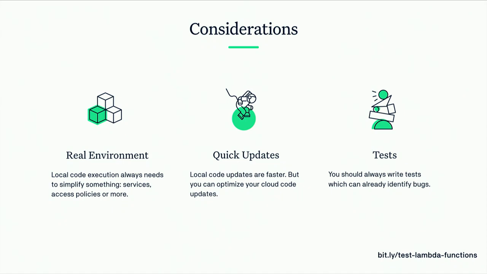Also, the code updates. Local code updates are usually a lot faster because you don't need to upload and update your code in the cloud. But this can also be optimized a bit so that you can update your code a bit faster. And also regarding testing your functions, of course, you always need to write tests. But if you do this in a good way, that you separate your business logic and the infrastructure glue code, you can debug or test your business logic locally and then run some integration tests in the cloud, so you can easily spot errors while developing and testing your functions on your local system.